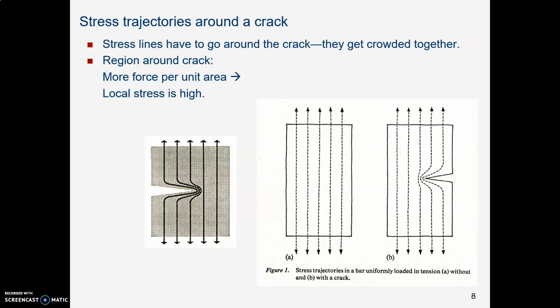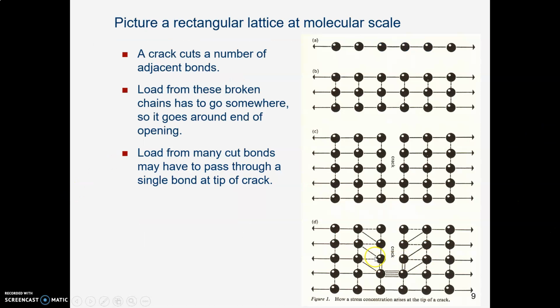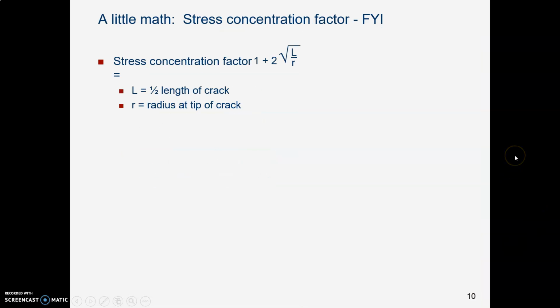And around a crack, stress especially rises. Here are some pictures of stress trajectories around a crack and an illustration of what's happening at the molecular level. There's a formula you can use to figure out how much the stress concentrates at a sharp corner. So here's the general formula. You don't need to memorize this. It's just kind of interesting to see. So here's the general formula: 1 + 2 radical half of the length divided by the radius at the tip of the crack. Okay, fine.